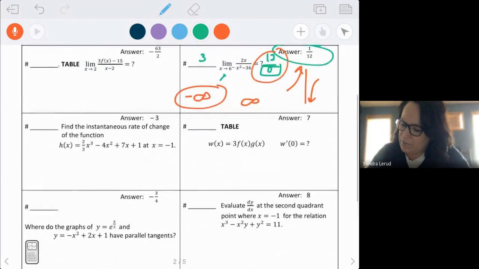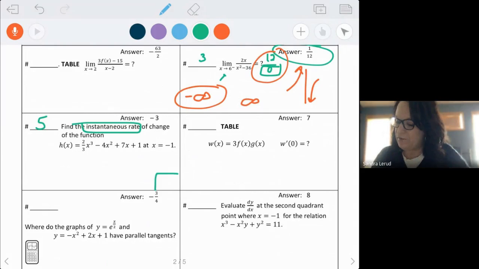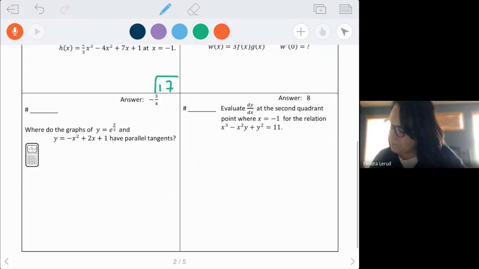Here we are, number 5. An instantaneous rate of change is a derivative. So you just need to take the derivative of this. Again, you'll supply the work. You'll plug in a -1, and you will get a 17, which will lead us to number 6.